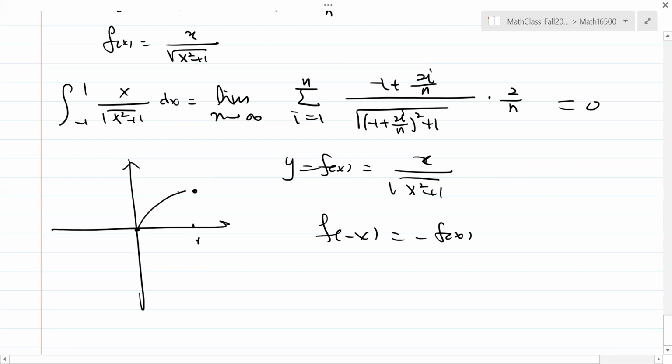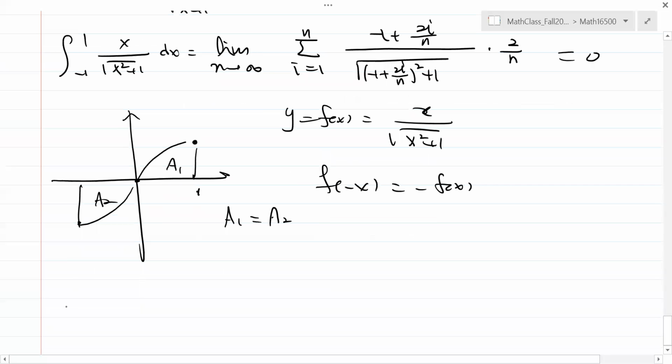I just drew the graph. Once you draw this graph, the other side must be symmetric, identical. That means the region between the graph and the x-axis has 2 pieces, and they are identical. One is negative and one is positive. So this area is A1, this area is A2. Therefore the integral from negative 1 to positive 1 is going to be negative A2 plus positive A1, that's 0.